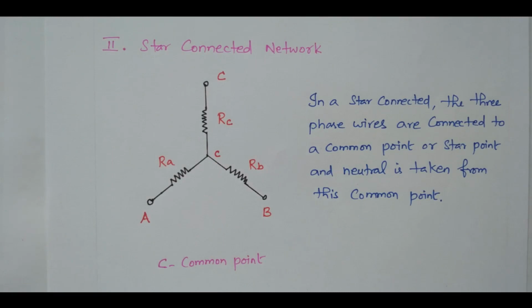So in delta connected, the resistors are all connected end to end. There is no common point, but here one end of all 3 resistors is connected together. That is called a neutral point or common point. The remaining terminals are available, and from those we can take the 3 phases. The names are A, B, C. The resistor values are RA, RB and RC. In delta connected, R1, R2, R3. In star connected, RA, RB and RC.